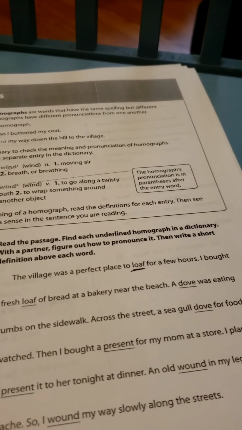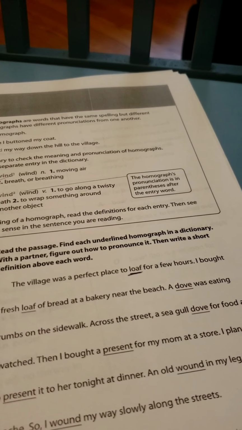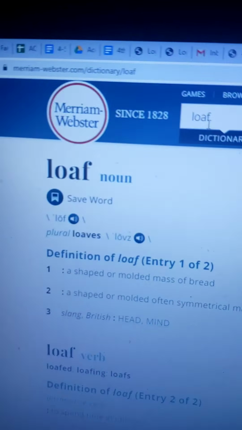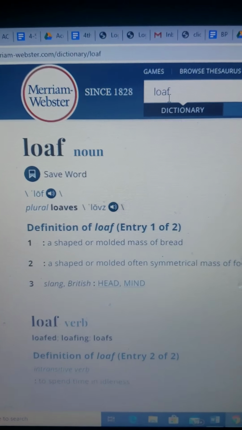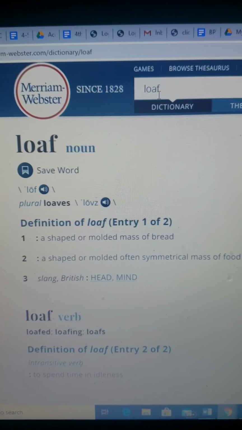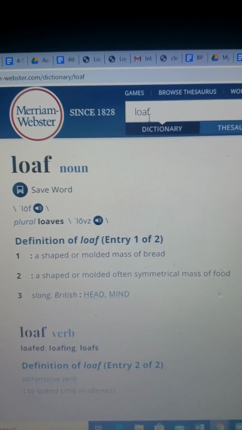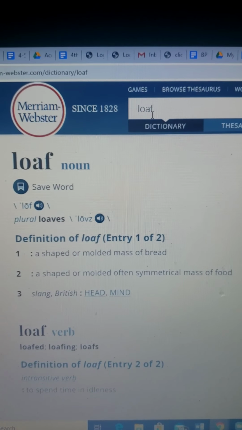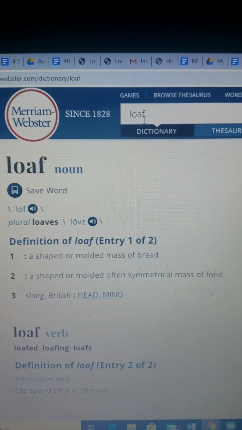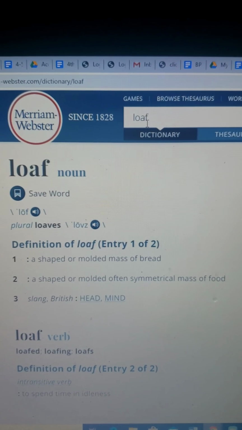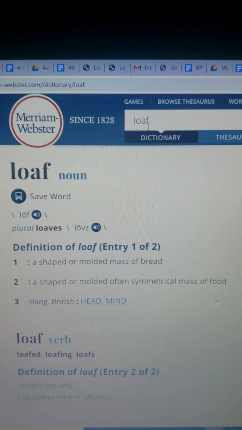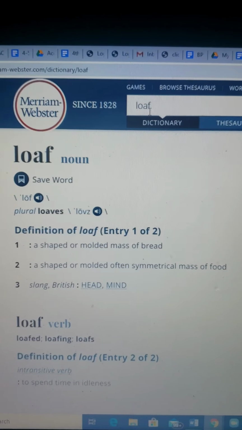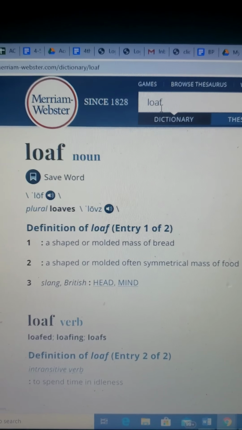Okay, so here they are. Okay, so here it has loaf as a noun. Definition of loaf. Number 1, a shaped or molded mass of bread. 2, a shaped or molded, often symmetrical mass of food, because you ever heard of meatloaf? Okay, so it doesn't only have to be bread. And then we're not going to think about the third British slang definition.